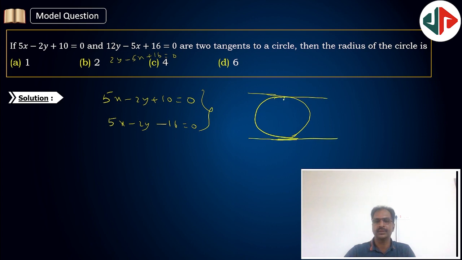And hence, the distance between those two is nothing but the diameter. Both the lines are parallel lines, and the distance between those two will be the diameter of the circle, and we have to find the radius. So what is diameter, 2r? Distance between parallel lines is mod of c1 minus c2 by under root a square plus b square. I think this should be 12y, 5x minus 12y.